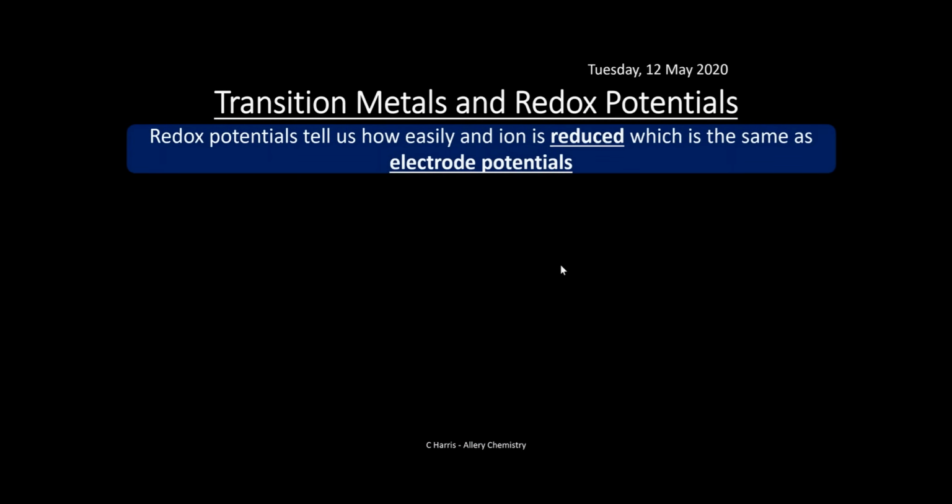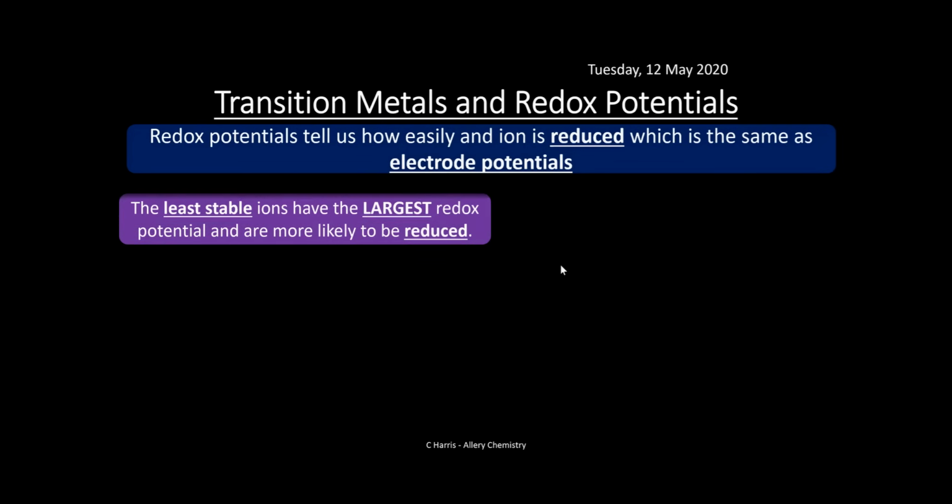Okay. So redox potentials tell us how easily an ion is reduced, which is the same as the electrode potentials. So this is where we're looking at electrode potentials, which you will have seen in the previous topic, Redox 2. Redox 2 goes into cell potentials, so forming electrode half cells and full electrode potential cells. If you're not too sure on that, then you're going to have to look back at that video in the year 2 playlist. So the potentials that we're looking at tell us how easily an ion is reduced, which is the same as the electrode potential.